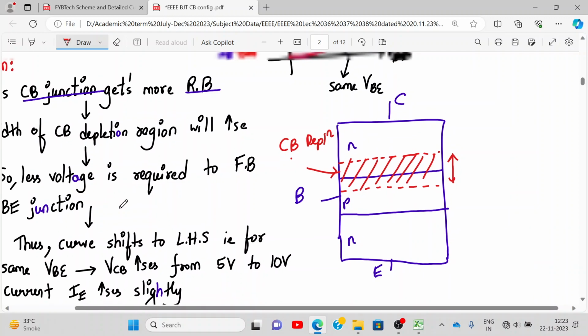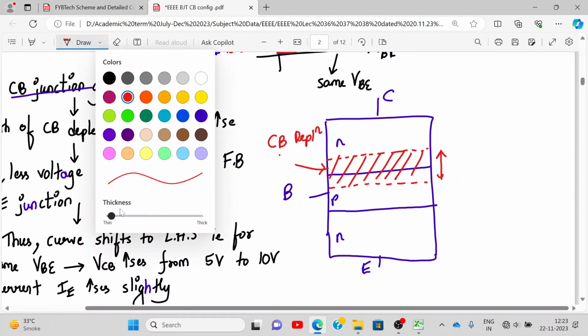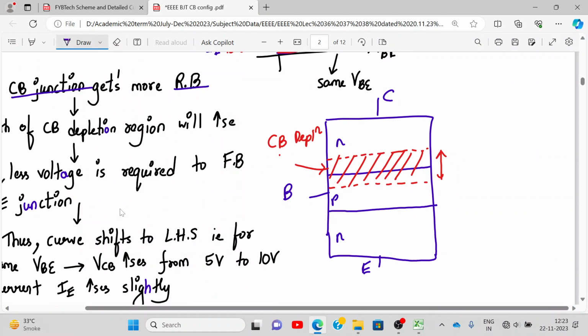How is that possible? See here. Can you see this is my base region now? Whatever I'm marking in this is my base width W. If W is reducing, I mean the base region earlier was full. Now due to the increase in the reverse bias, the base region is becoming thinner and thinner.